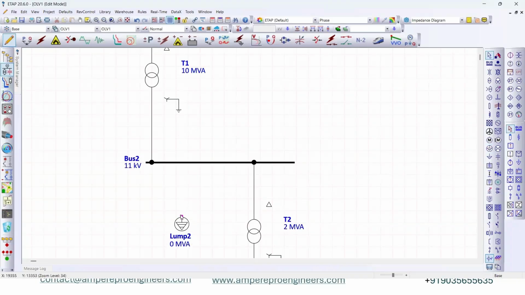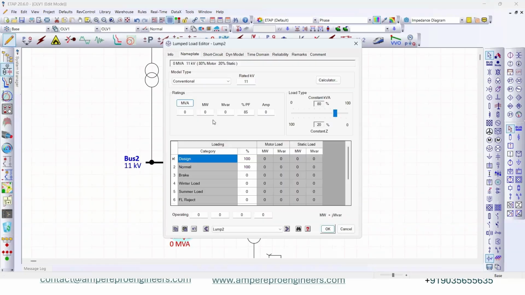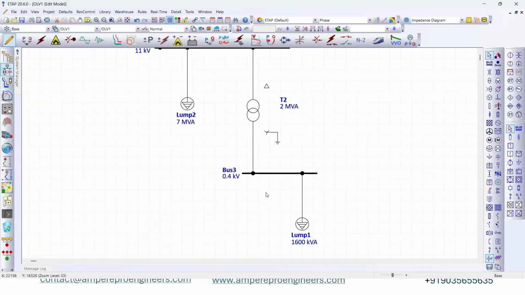So this is 10 MVA, right? So already we have 2 MVA. Let's add 8 MVA or 6 MVA. Or basically, let's give some random value. So this is again the motor load is 80 percent, and the constant impedance load is about 20 percent, right? So let's add. So now you know that the total load for this 2 MVA transformer is 1600 kVA.